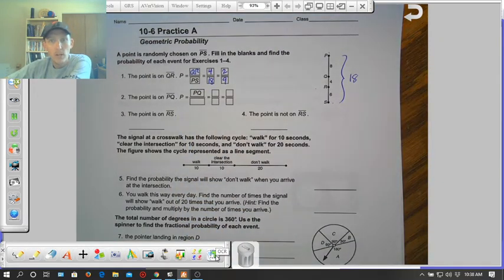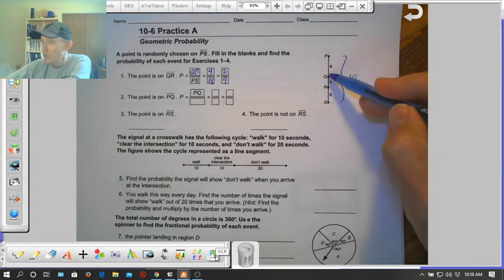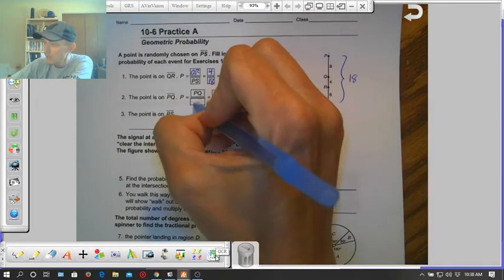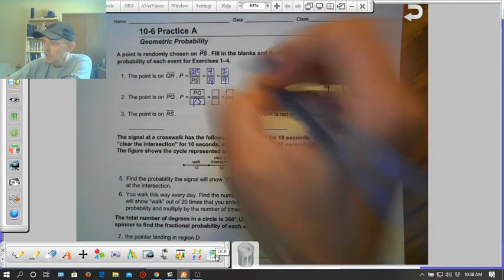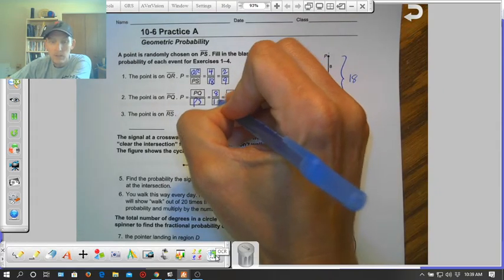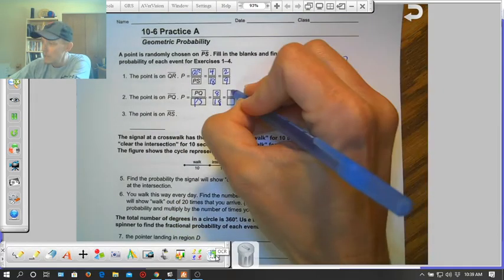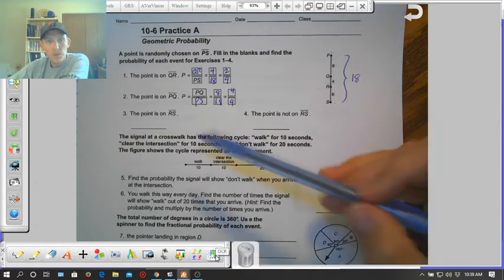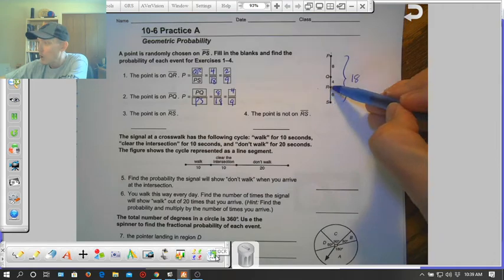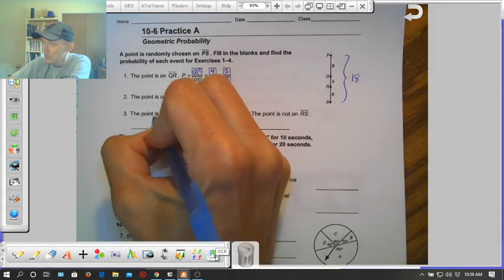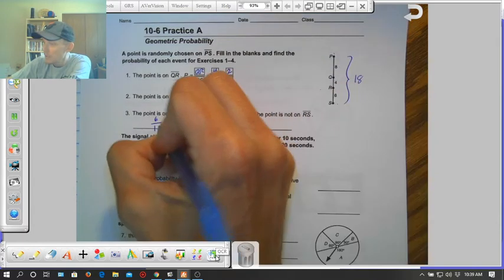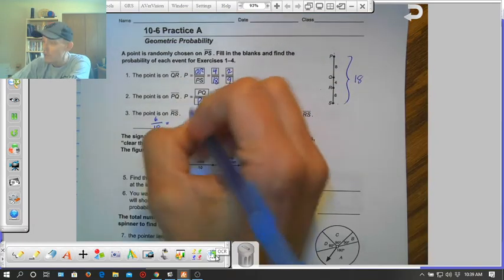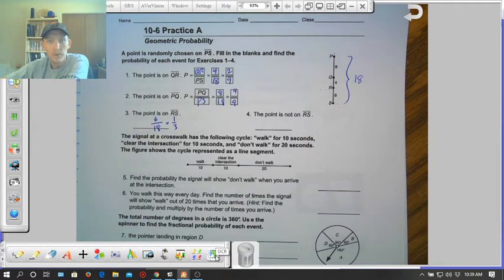All right. Well, what if that point is randomly on PQ? It's going to be PQ over the whole thing, which is PS. PQ is 8 over 18, and so the probability is 4/9. Okay. So we break that down into each section. What is the probability that the point is on RS? Well, RS, the what I want, is 6 over the total, which is 18. And I'm always going to reduce down my fractions if possible. So that's going to be 1/3.